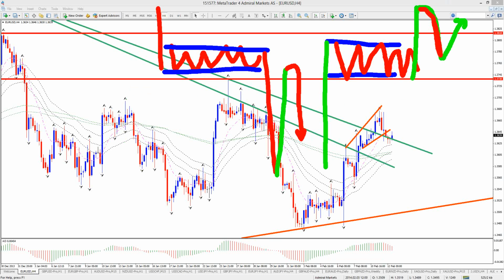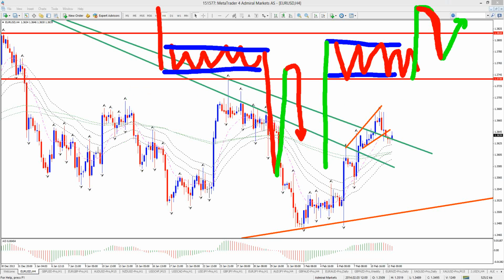Right? So that is all, basically. That's what it is. It's a specific sequence of events where we have impulse, correction, impulse, all lined up. So down, sideways, down, or up, sideways, up, and price hooks back to that level.